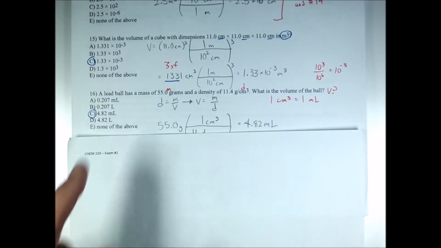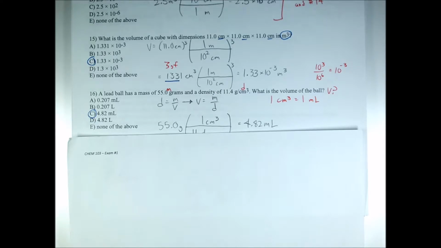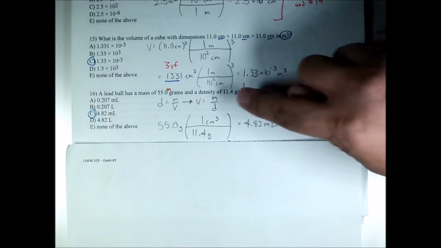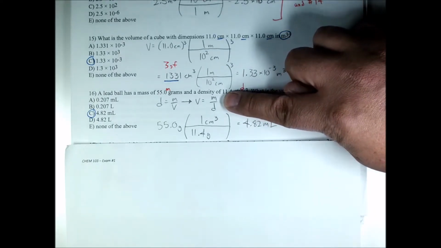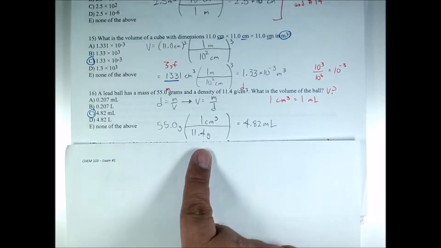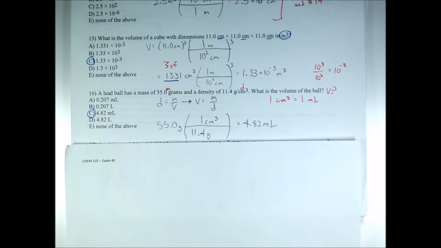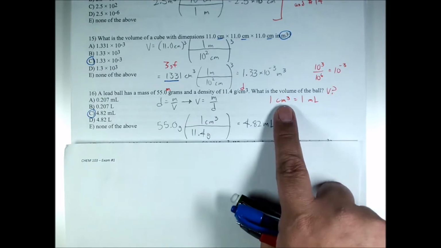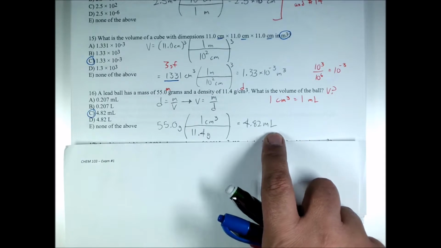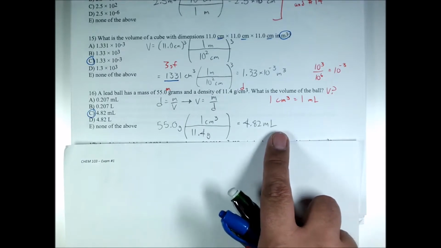All right, a lead ball has a mass of 55 grams. We're given the density. What is the volume? So I showed you two different ways to approach this problem. One is you can just do the algebra and solve for V, or you can set it up as a conversion where we use density as a conversion factor. That's really common if you're going between a mass and a volume conversion. And recall also that a centimeter cubed is also equal to 1 milliliter, so I just went ahead and used that interchangeably here. Didn't actually show that conversion step.